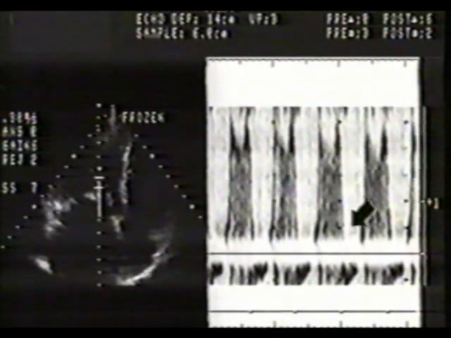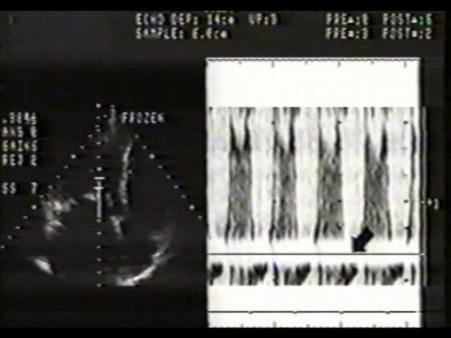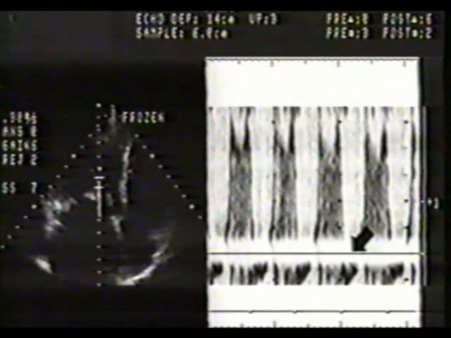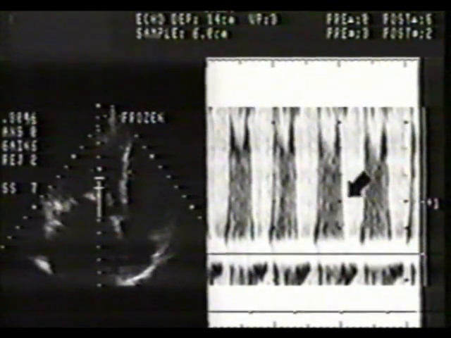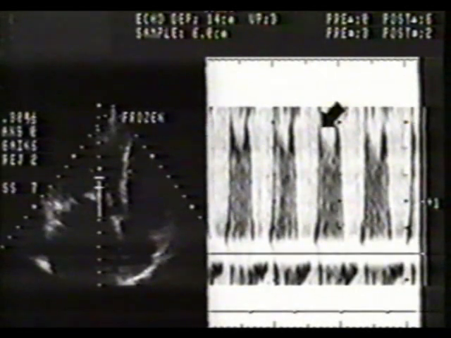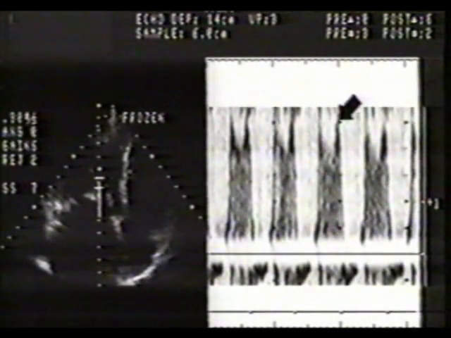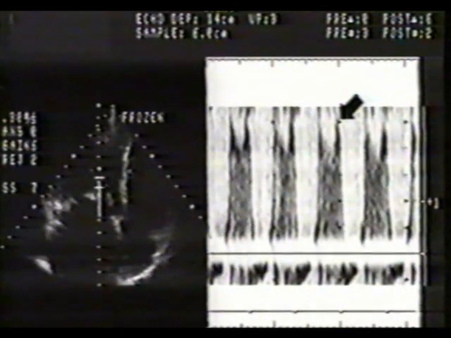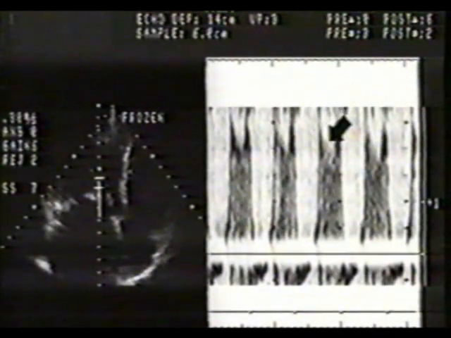The baseline has been shifted downward. In this case, the peak velocity is low enough that this simple maneuver avoids aliasing. The peak early velocity is 2.4 meters per second, and the velocity following the atrial kick is 2.5 meters per second. Note that the deceleration time is prolonged.